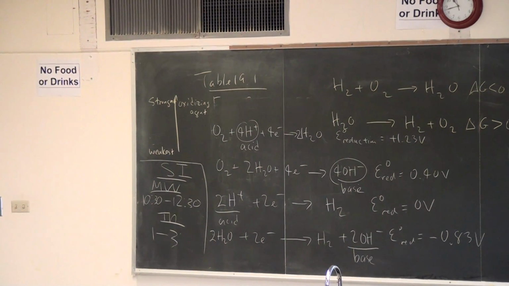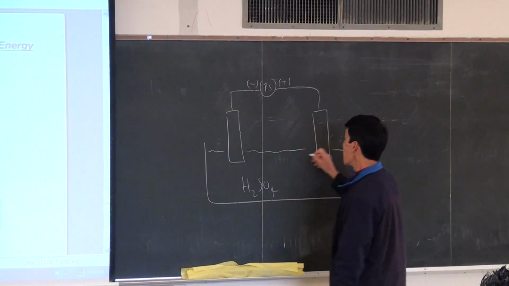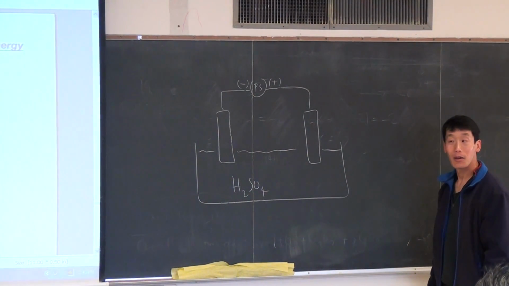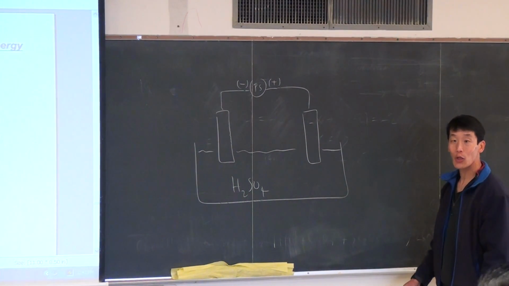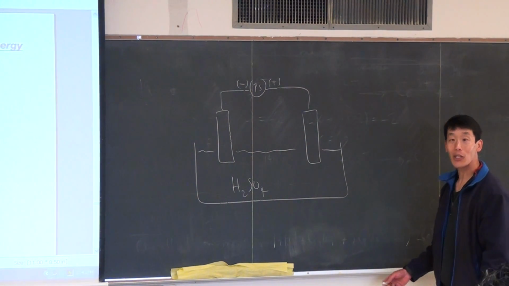Okay, so let's say we have in our solution here H2SO4, sulfuric acid, we have our 2 electrodes, we have our power supply here. So we hook up the negative terminal of the power supply to this one, positive to the other one. So which one's going to be our cathode? This electrode or that electrode? So at the cathode, does oxidation occur or reduction? Yeah, so at the cathode, reduction occurs.